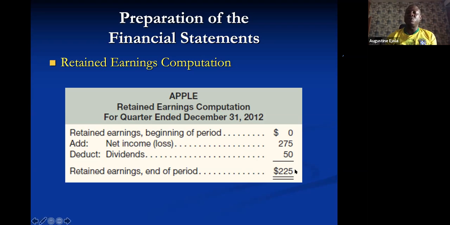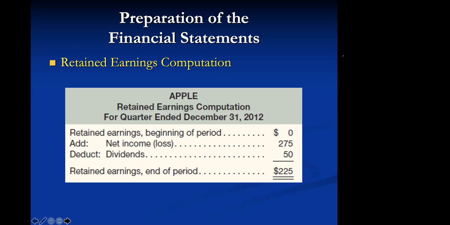This 225, we are going to add it to the owner's equity, because it's the owners of the business that still have this 225. Don't forget, this 275, or a million, or 1,000 million, whatever, belongs to the owner of the business because they earned all this money. But they've just shared 50 among themselves. This 225 is still left in the business, and that becomes part of your retained earnings. And if you go into your balance sheet.